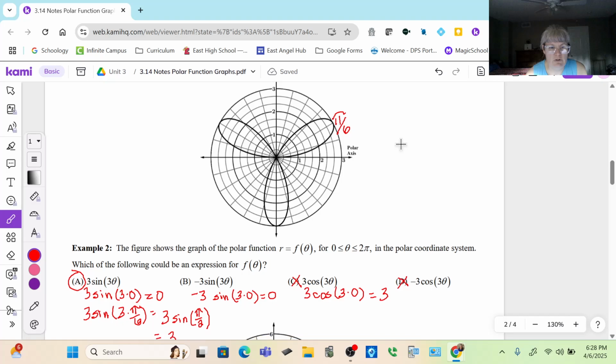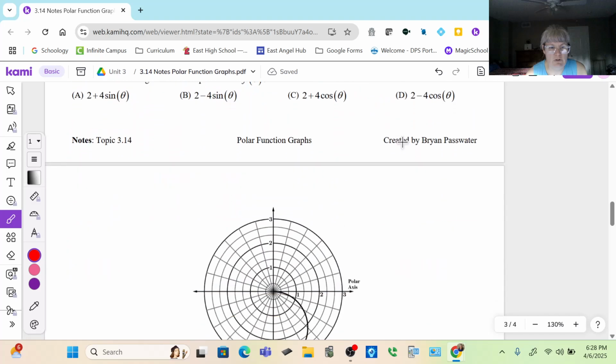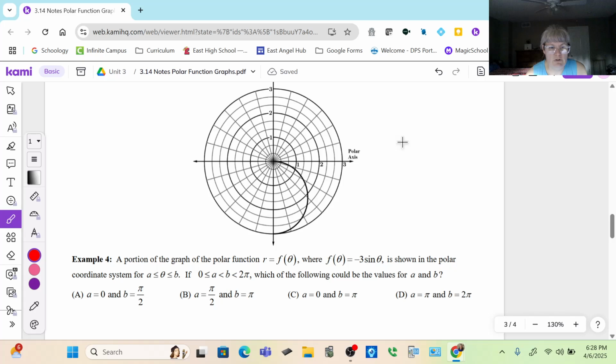Let's take a look at example 4 because example 3 is just more of the same. With example 4, we are given a portion of the polar function r equals f of theta, where f of theta equals negative 3 sine theta. Now, when they give you the actual function, it might be a good idea, and this is as I was preparing for this video, and I worked through all the practice problems, this was the tool that helped me the most, was to make a sketch of that function.